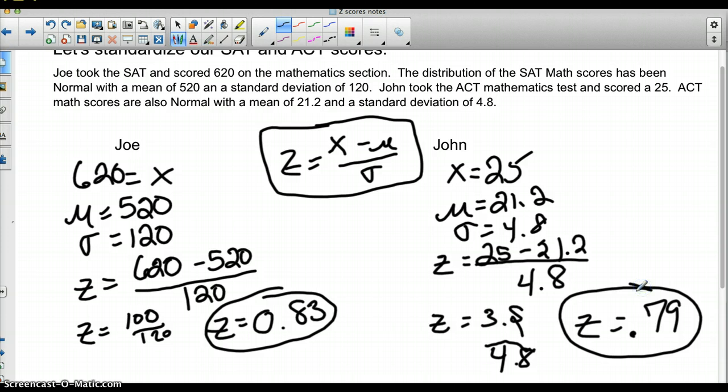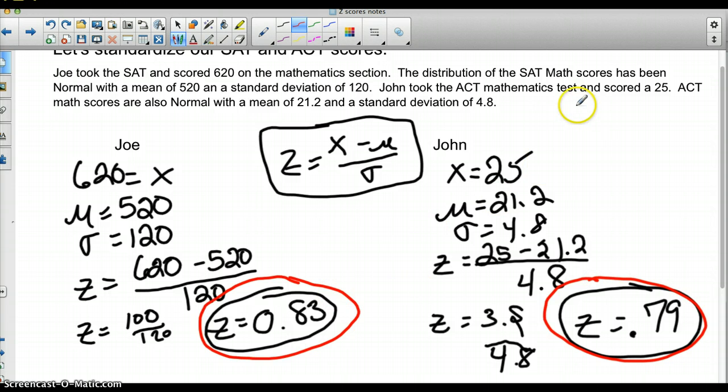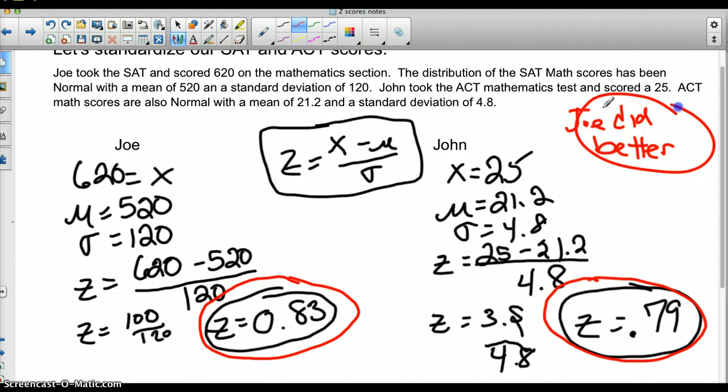So here we have their two z-scores. Well, the person with the higher z-score actually did better on the test. So who did better? Good. Joe actually did better on his test because he has a z-score of 0.83. Okay, John's z-score is only 0.79. Granted, they're very close. Joe clearly did better on his test. So who's going to get the scholarship? Joe will.